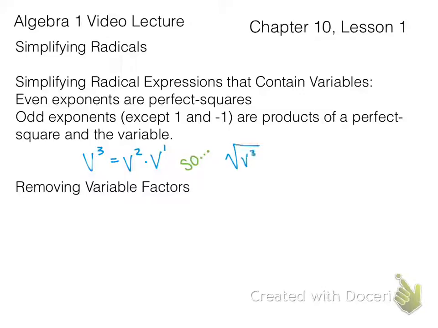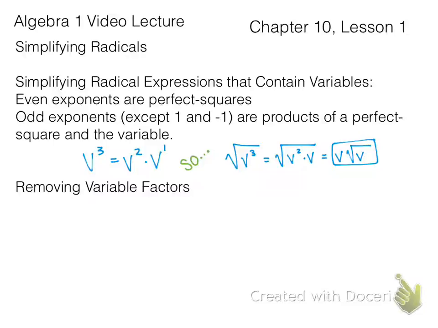So if I were to take the square root of v to the third, I could write it as the square root of v to the second times v, and then pull out the square root of v to the second. Well, the square root of v to the second is just v, so I'm left with v times the square root of v. That easy, but still someone's going to get lost. Just pay attention to that. I personally know that I always forget to actually square root things, so keep me honest on this one, guys.